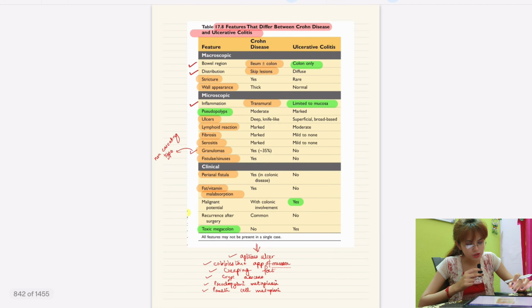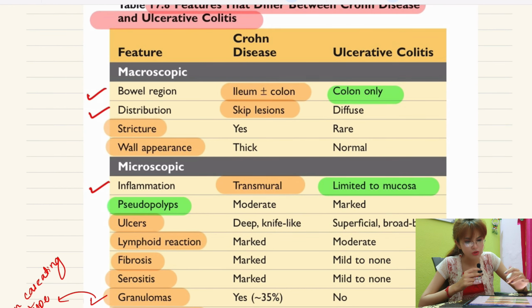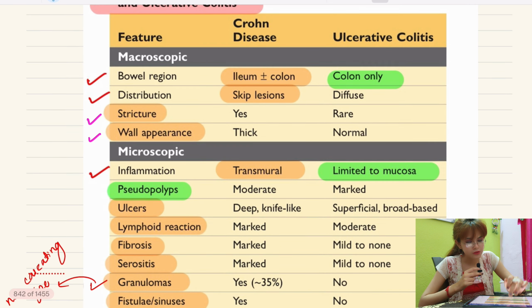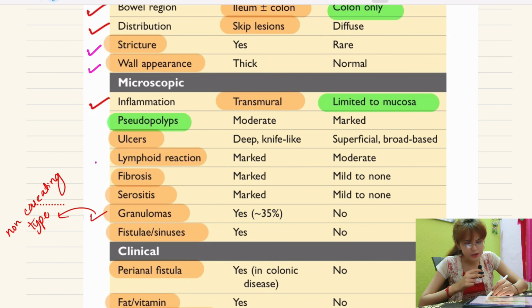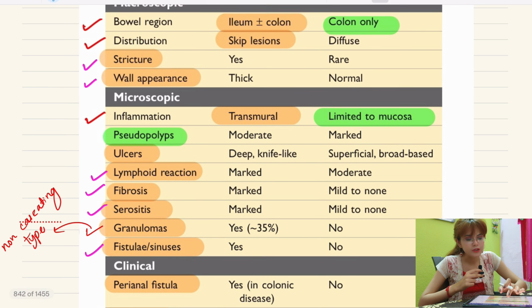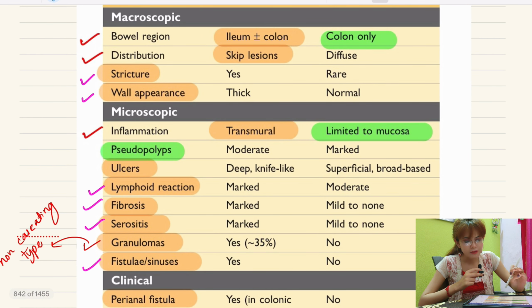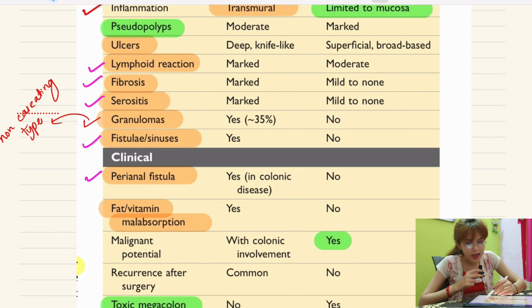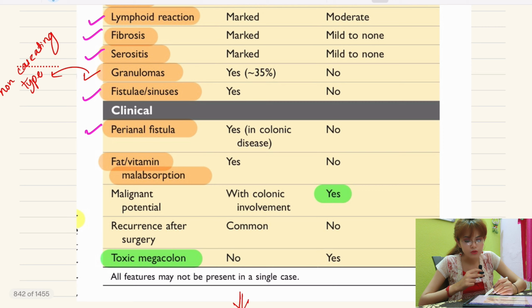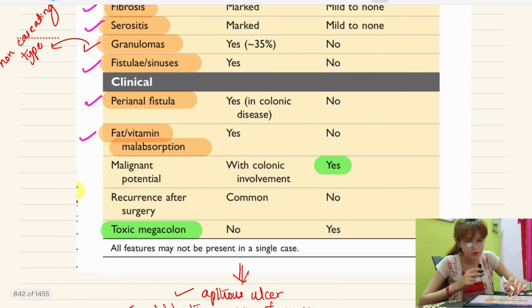And now let's come back to this chart and see what are the points that are not mentioned. So yes, strictures are present. It is kind of rare in case of ulcerative colitis. The wall appearance is thick in case of Crohn's disease. Now, lymphoid reaction is marked, as I mentioned here, fibrosis, serositis, fistula, ulcer, all these things are predominant in Crohn's disease. You have perianal fistula over here, and you also have fat and vitamin malabsorption.